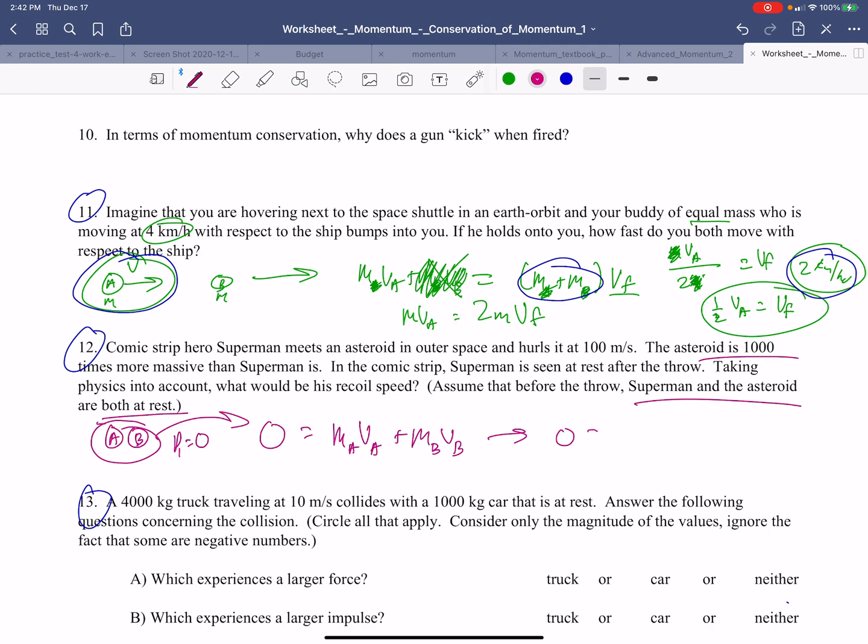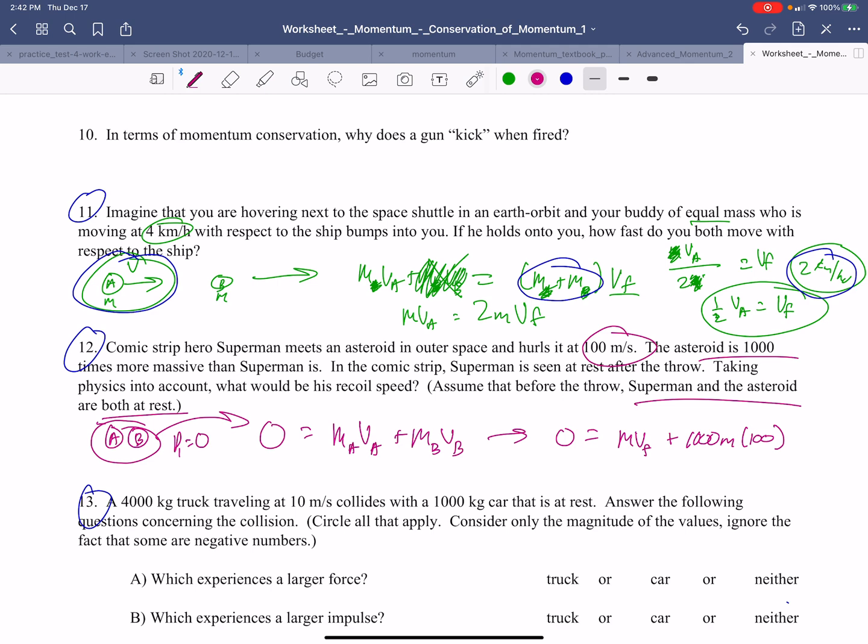So 0 has to equal, now the mass of Superman will be M, and we're trying to figure out what his velocity is. We'll just call it VF. We don't know what the mass specifically of the asteroid is, but it's 1,000 M. Whatever Superman is, it's 1,000 times that. And we know that this thing is going to be at 100.